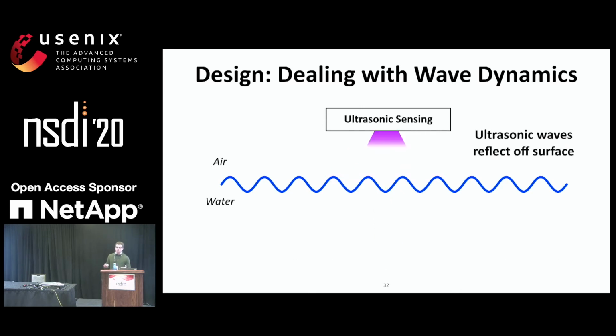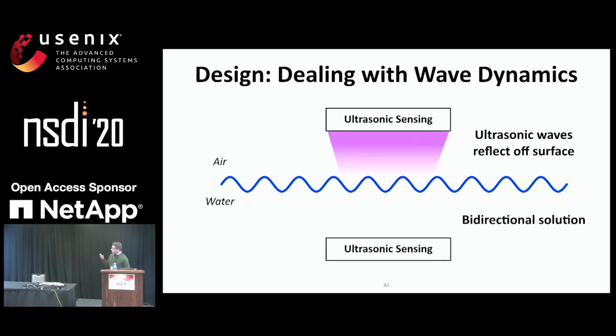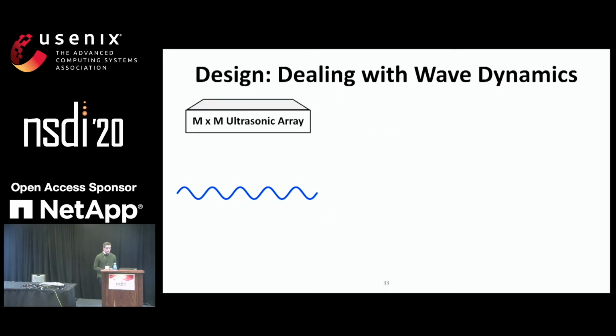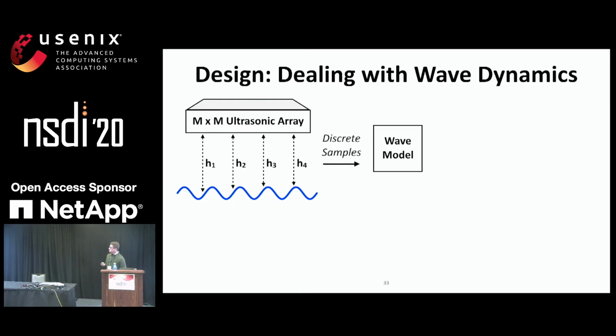So instead, we use ultrasonic sensing, and we build this array here, which can sense the wave condition up in the air. But it's also bidirectional, as these waves will reflect underwater as well. It's impossible, or at least extremely impractical, to sample every single point on this ocean wave surface. So instead, we build an array of ultrasonic sensors, which can sequentially trigger and compute the height from each sensor to the water surface. Then, given these discrete samples, we can feed them through a wave model and create our interpolated surface.